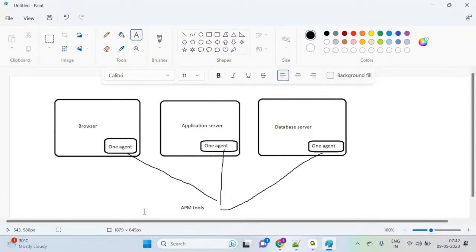Whichever tool we use, the primary fundamental knowledge is this one only. We are configuring the agents across different layers. The functionality of the agent is what? It collects the information, and the collected information it shares with the APM tool. In the APM tool, what we do is display the information, do the root cause analysis, and identify where the problem is.